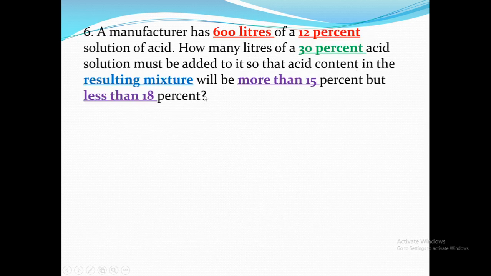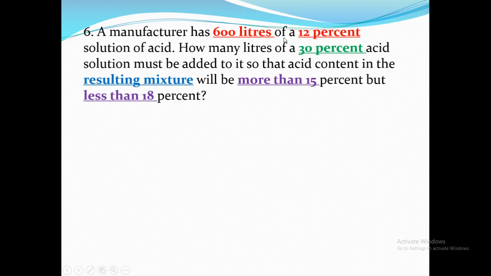Next problem. A manufacturer has 600 liters of 12% acid solution. How many liters of a 30% acid solution must be added to it so that the acid content in the resulting mixture will be more than 15% but less than 18%. Okay. So what is given in the problem is a manufacturer is having 600 liters of an acid solution. The acidity is 12%. Okay.